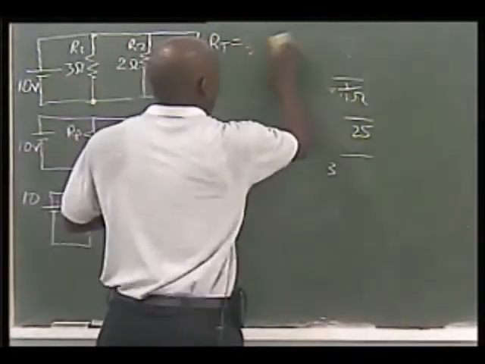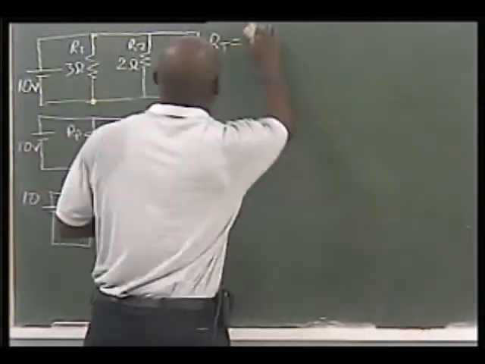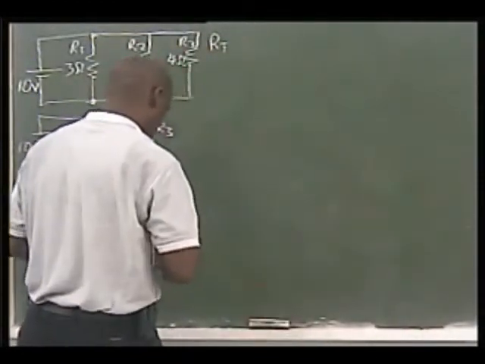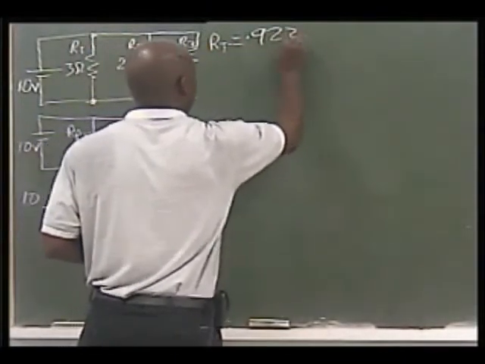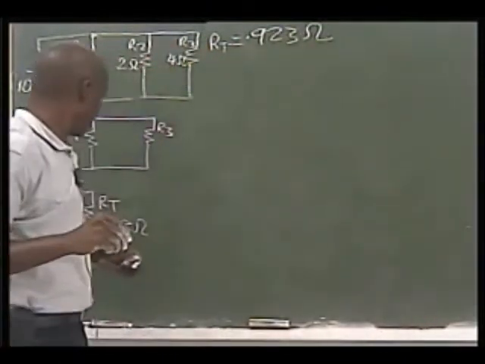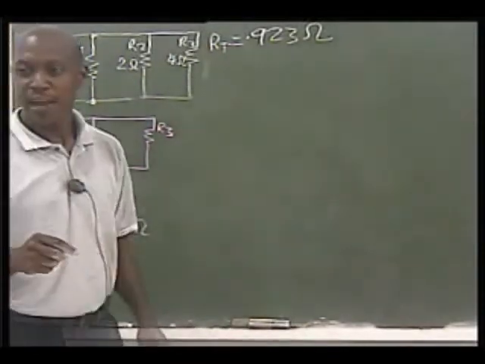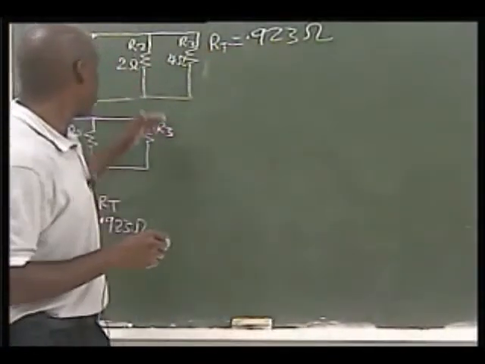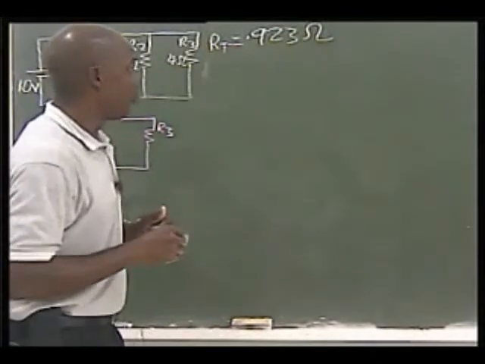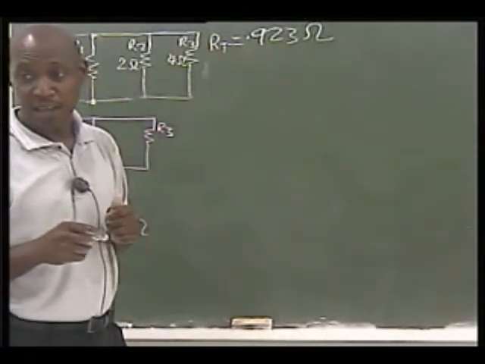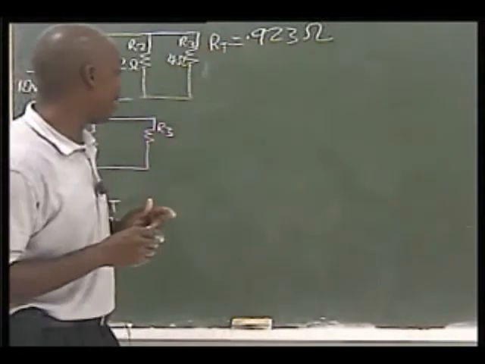So we know our RT. RT equals 0.923 ohms. Okay? All right, let's go ahead now, and we are going to find how much current is flowing through each of these resistors. Remember the Ohm's law that I showed you before? V equals I times R.